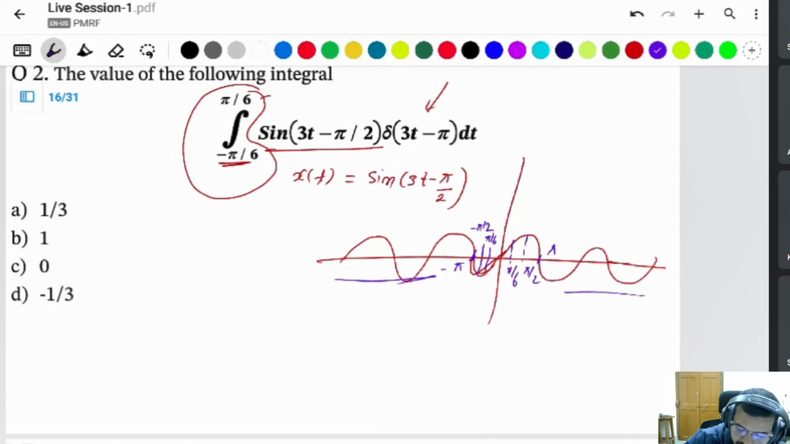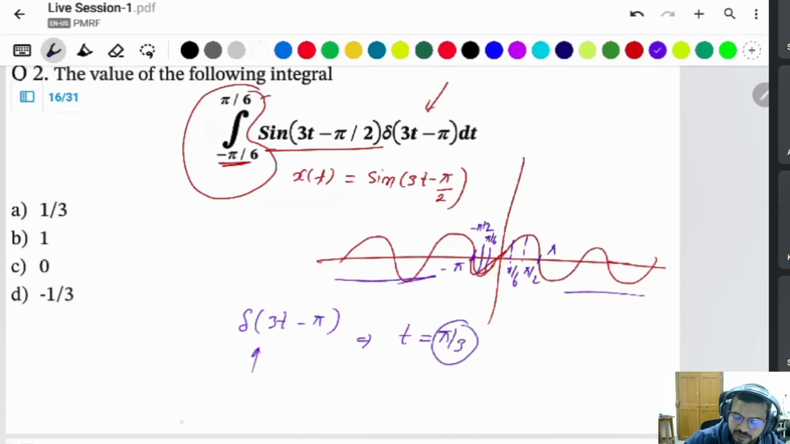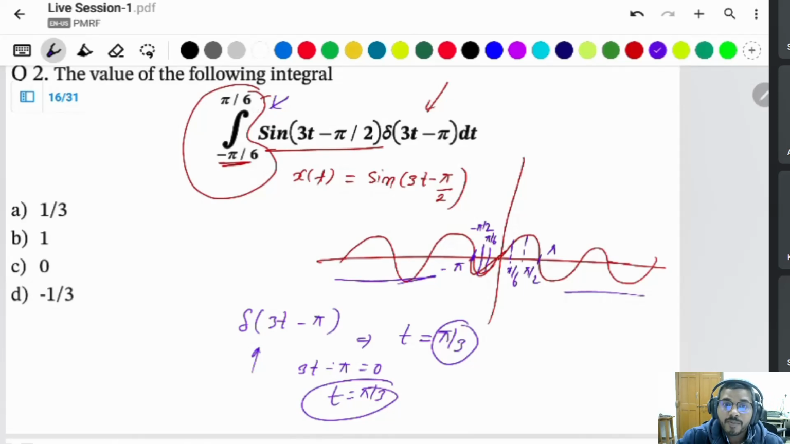But there is a delta of 3t minus pi. It means the delta impulse signal is present only at pi by 3. Setting 3t minus pi equal to 0, t is equal to pi by 3. The impulse signal is present only at pi by 3, but the question asks about the integration only from minus pi by 6 to plus pi by 6, and pi by 3 lies somewhere outside.